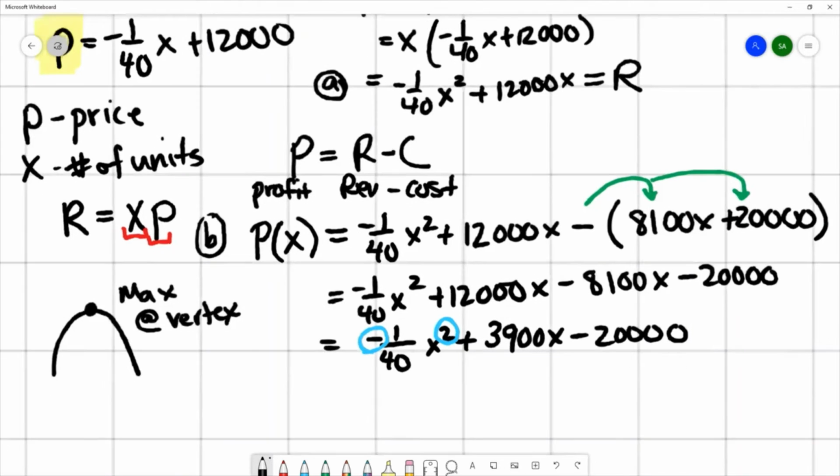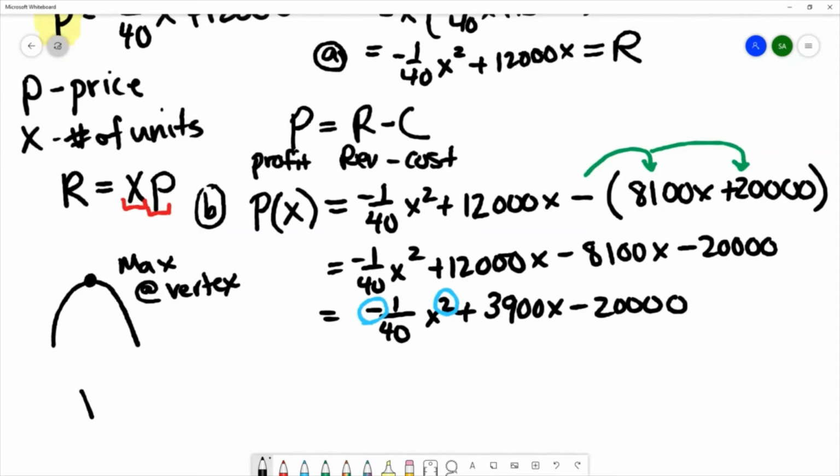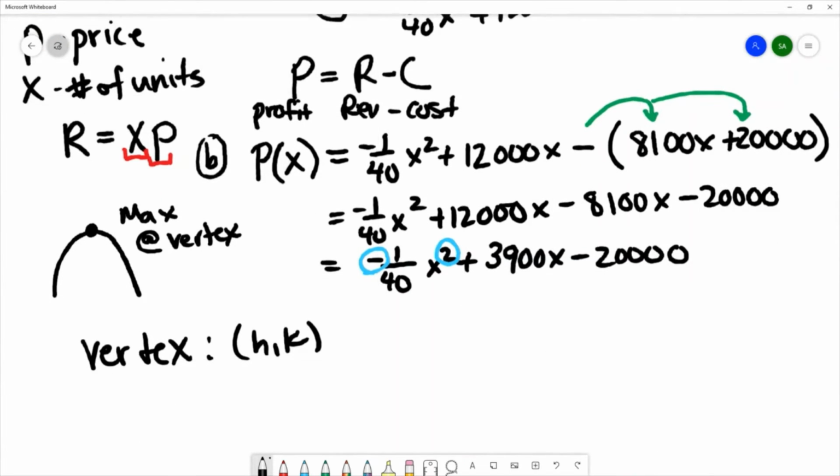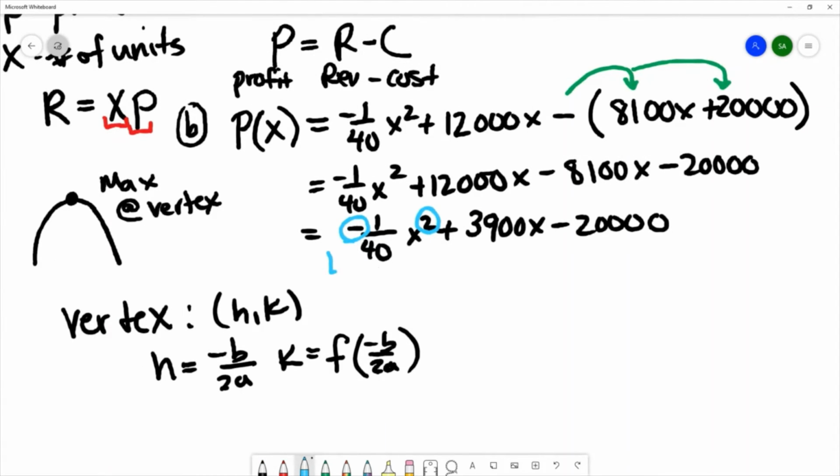Now we have a formula for calculating the vertex. A vertex is an ordered pair, (h, k), and we have a formula for the x-coordinate. That's h equals negative b over 2a. And k, we're just going to substitute negative b over 2a, once we calculate it, into the function to get that y value. So I want to use this profit function to find the vertex. That's going to give us the maximum profit.